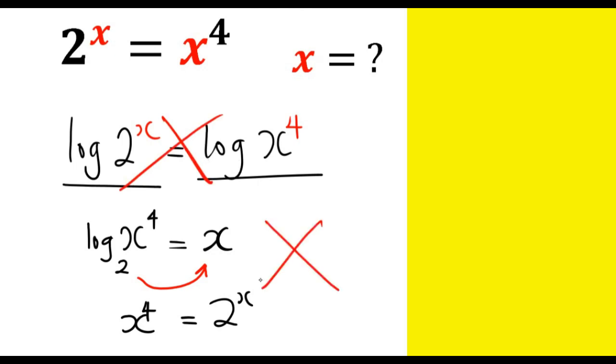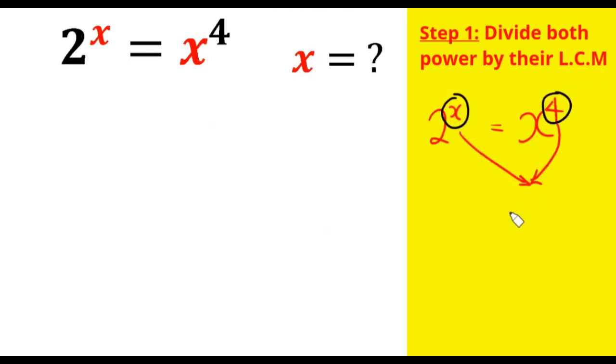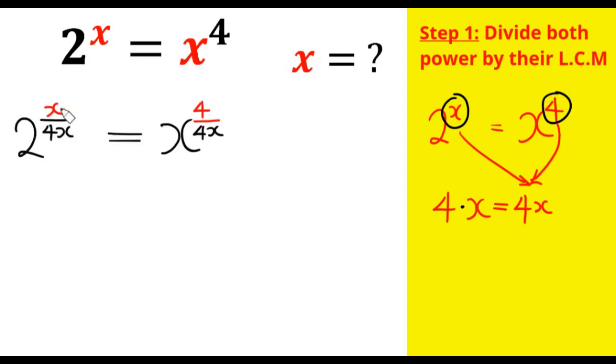Then what are we going to do? Step number 1, divide both powers by their LCM, that is their lowest common multiple. So the LCM of x and 4 is just 4x. Therefore, dividing each power by the LCM, we're going to have 2 raised to the power of x over 4x equals x raised to the power of 4 over 4x. Then x cancels x, and 4 cancels 4. Therefore, we are left with 2 raised to the power of 1 over 4 equals x raised to the power of 1 over x.